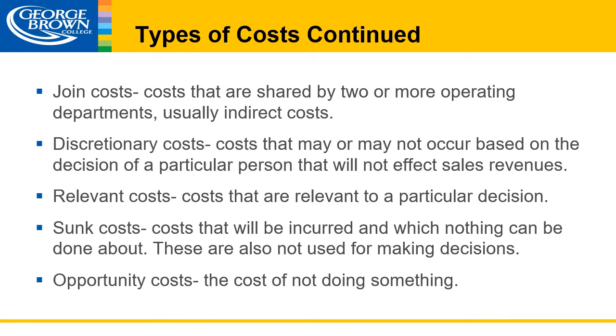A pizza party, having a pizza party for your staff, or whatever kind of party, that's a discretionary cost. We also have relevant costs, and these are costs that are relevant to a particular decision. Okay, and they're relevant in a particular decision because they differ from another alternative, which I will give an example in a second when I go through that particular part of the lecture.